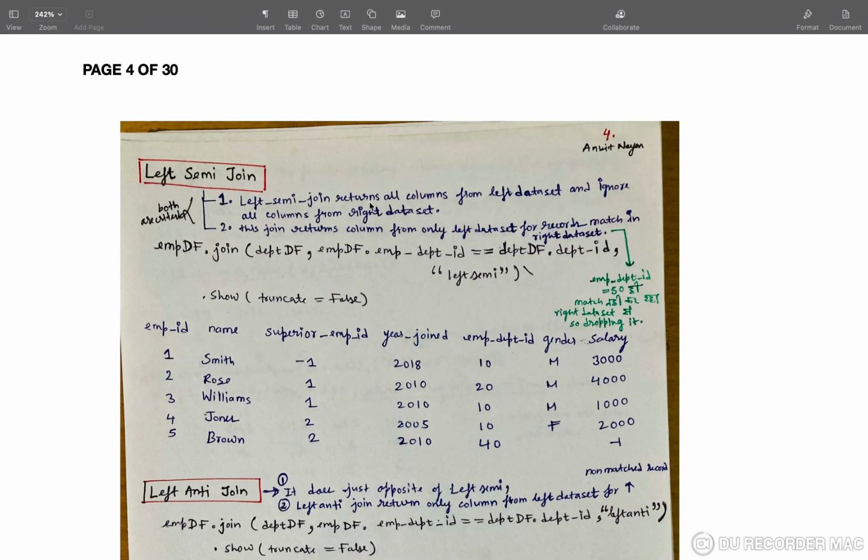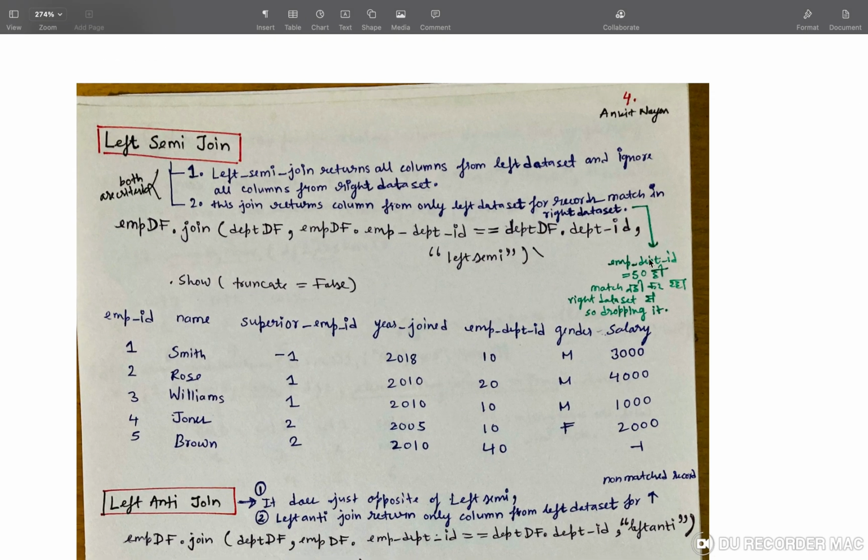Left semi joins return all columns from the left data set and ignore all columns from the right data set. Right data set का सारा column हटा दिया इसने, right? This join returns columns from only the left data set for records that match in the right data set. And अब इसमें क्या बोल रहा है कि it is only giving the output value from the left data set that is getting matched to the right data set. Rest all getting removed, right? So here is the resultant. And employee department ID 50 match नहीं कर रहा right data set से, so it is dropping that.